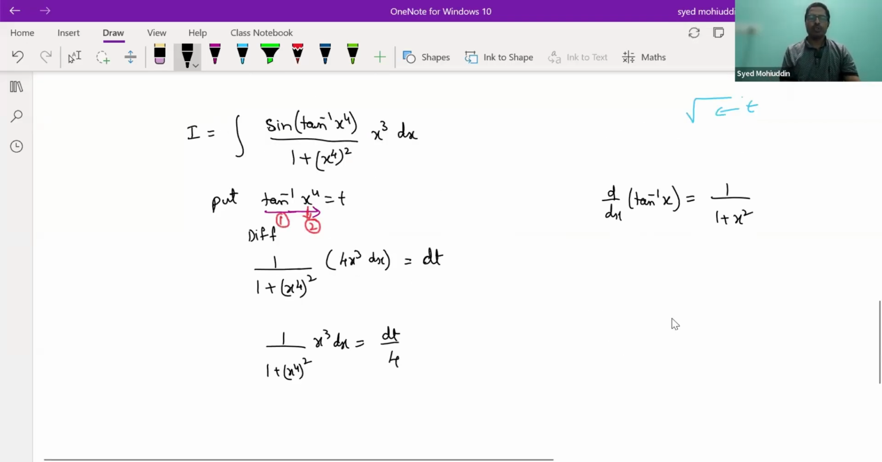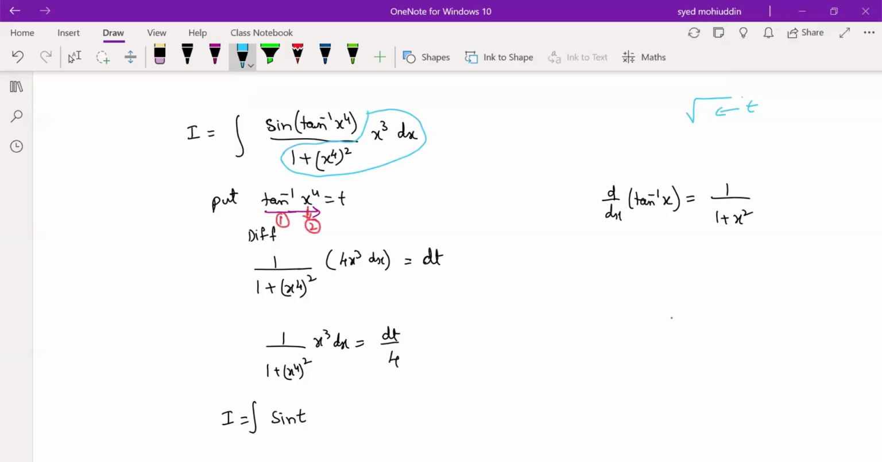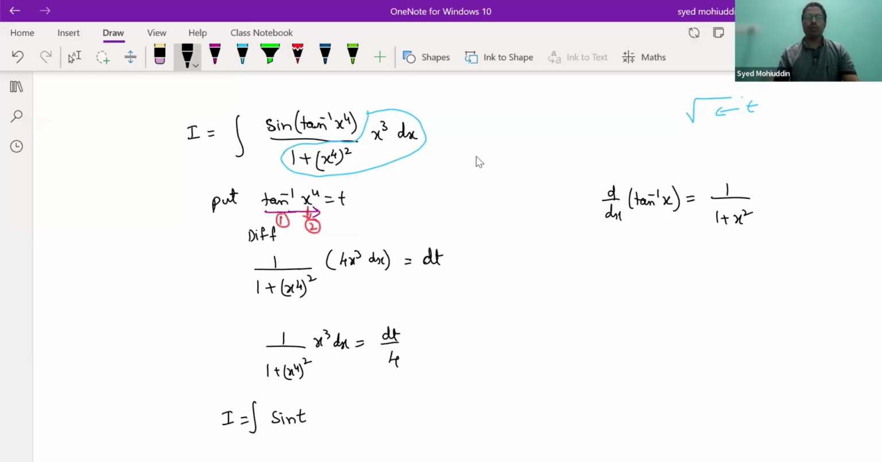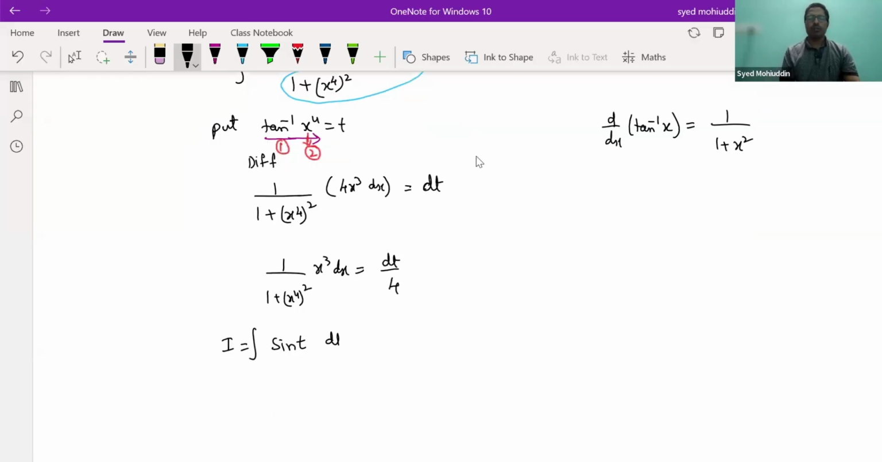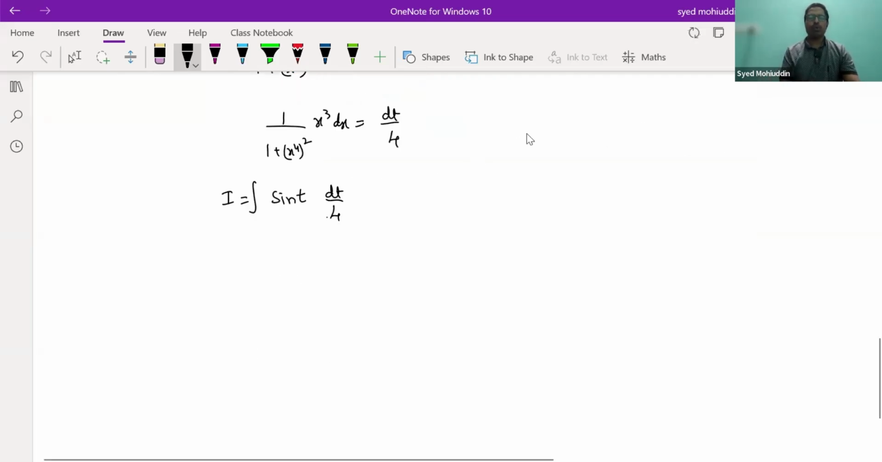So we'll be getting I equals to sine of this tan inverse of x power of 4, which I have taken as t, sine of t. Now for the remaining values, you can see x cube dx divided by the complete denominator is dt by 4. However, 4 is a constant, so I can take 1 by 4 outside. So 1 by 4 is outside and you are left with only sine of t into dt.